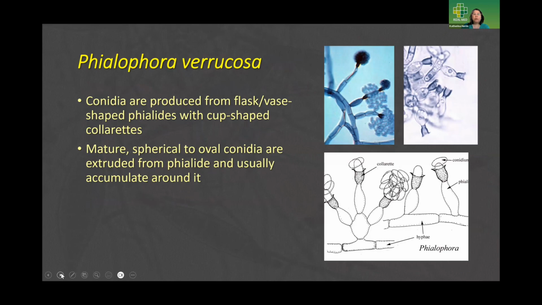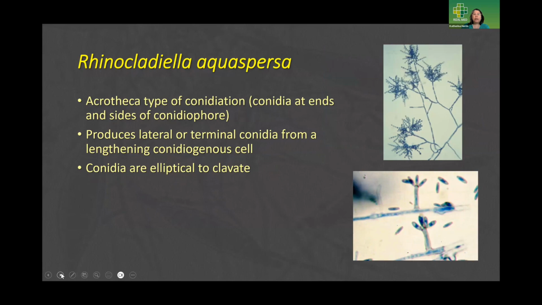Phialophora verrucosa, whose conidia are produced from flask or vase-like phialides with cup-shaped collarettes. The mature spherical to oval conidia are extruded from the phialide and usually accumulate around it. Rhinocladiella aquaspersa has the acrotheca type of conidiation, wherein you find conidia at the ends and sides of the conidiophore. It produces lateral or terminal conidia from a lengthening conidiogenous cell. The conidia are elliptical to clavate in shape.